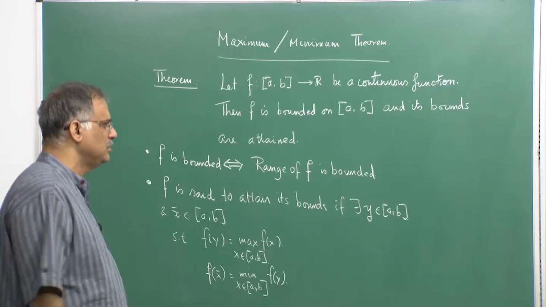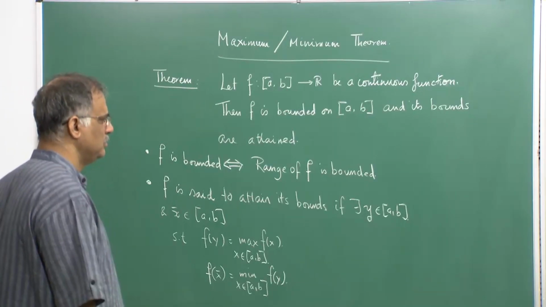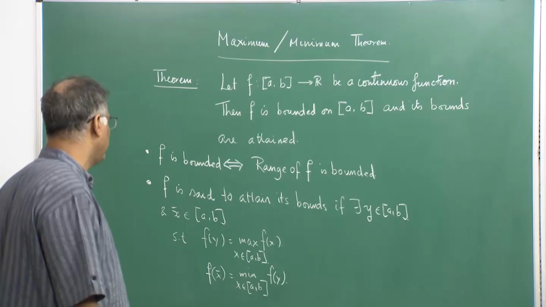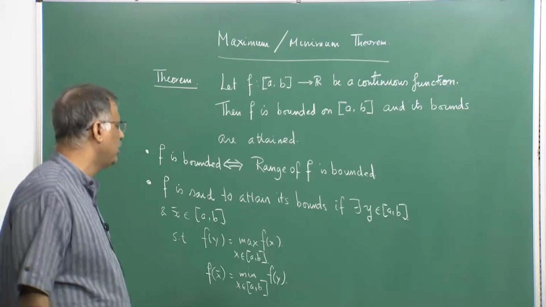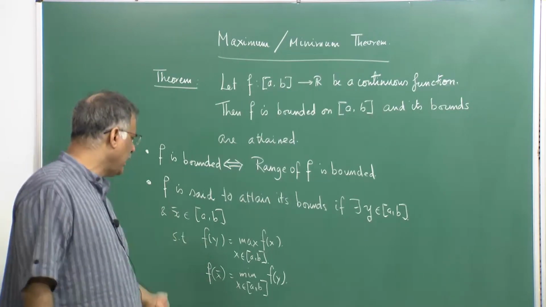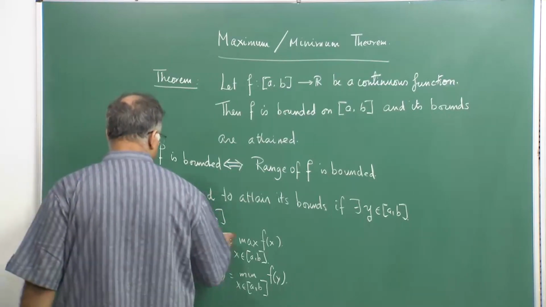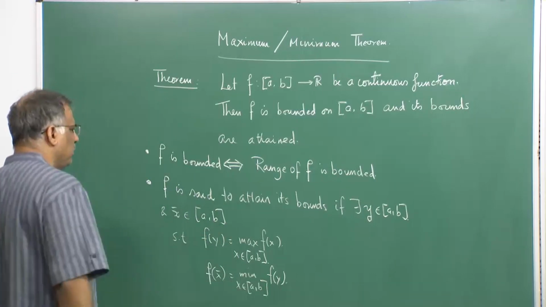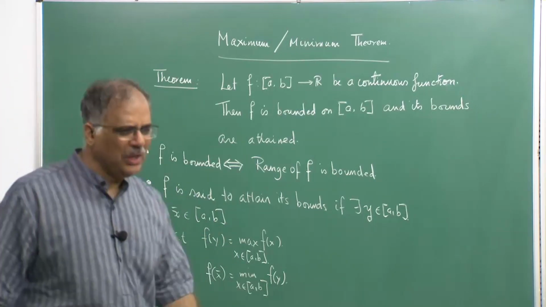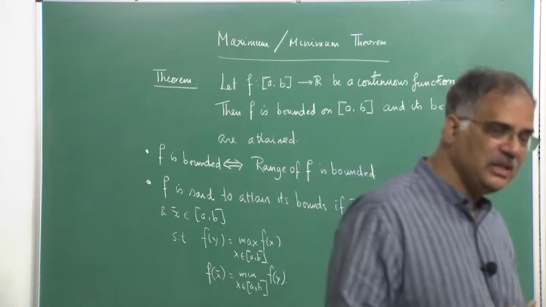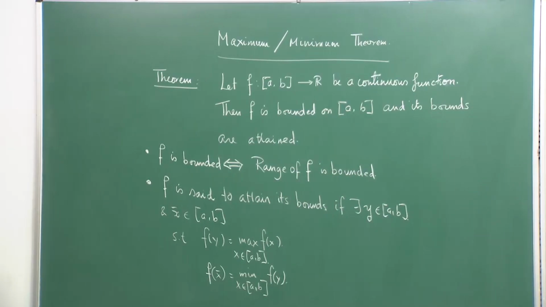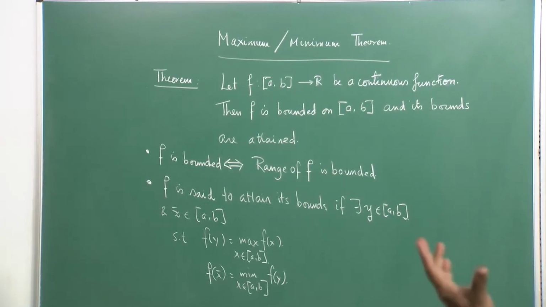and y is the maximizing point, and x bar is the minimizing point. So, attaining its bound means that there exists a y and x bar for which this holds. So, these are the maximum and minimum values. We will have a better idea of this when we study the notion of supremum and infimum in tomorrow's class, lecture 10.